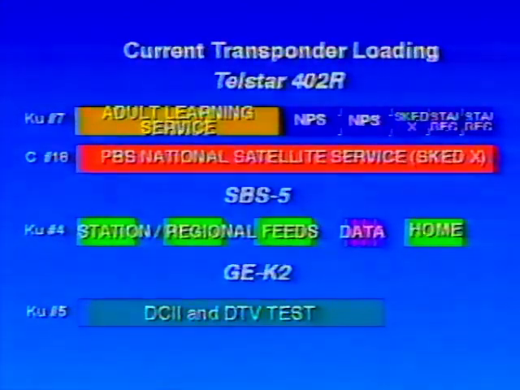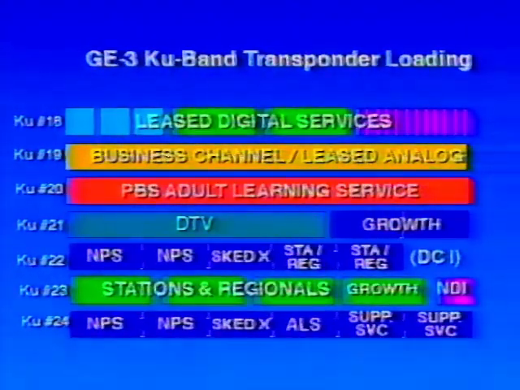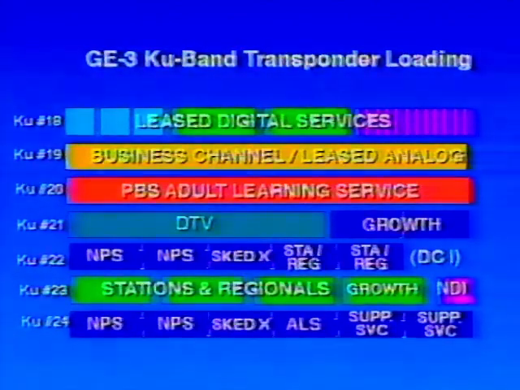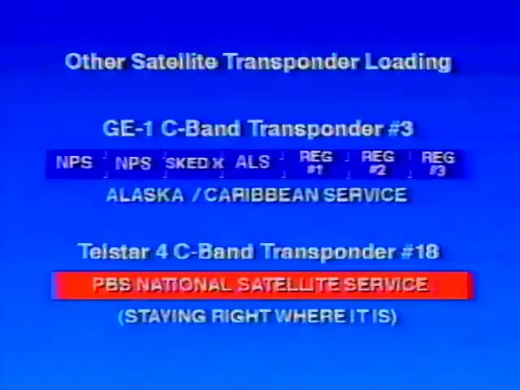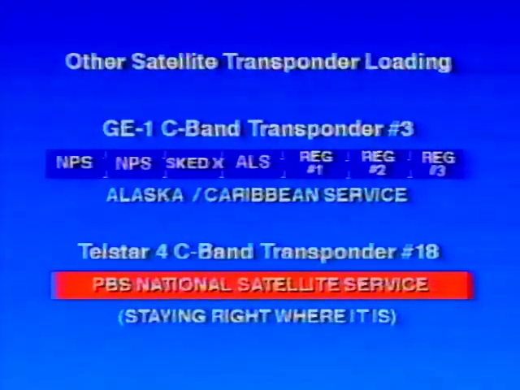And where we're going, this is the full 7 KU band transponder loading on GE3. Don't need to spend much time on it here. We'll build back up to it again very quickly. And on other satellites, where we're going is GE1 C-band transponder 3 with that 7-channel MCPC, and we'll be leaving the C-band clear feed right where it is on Telstar 4.